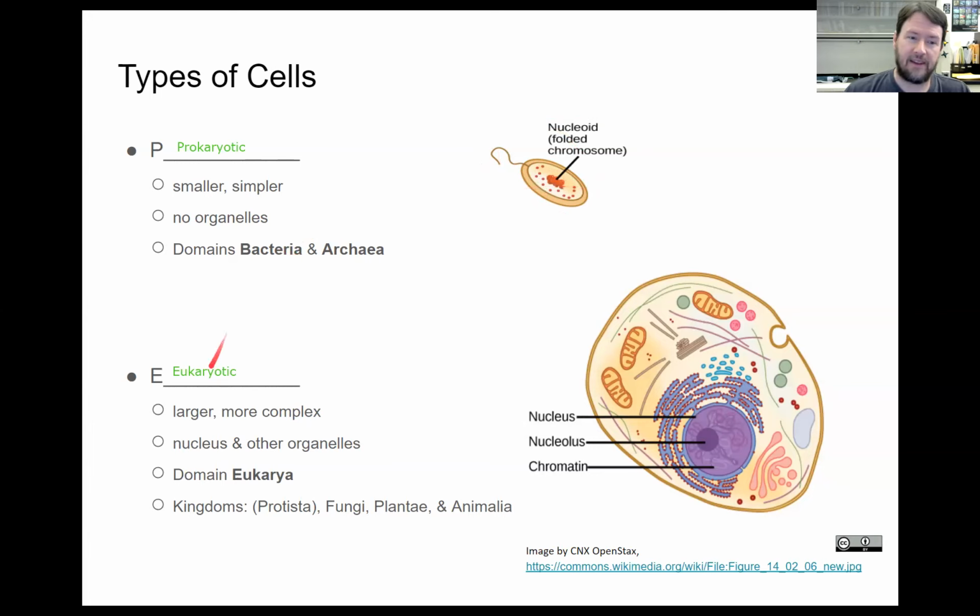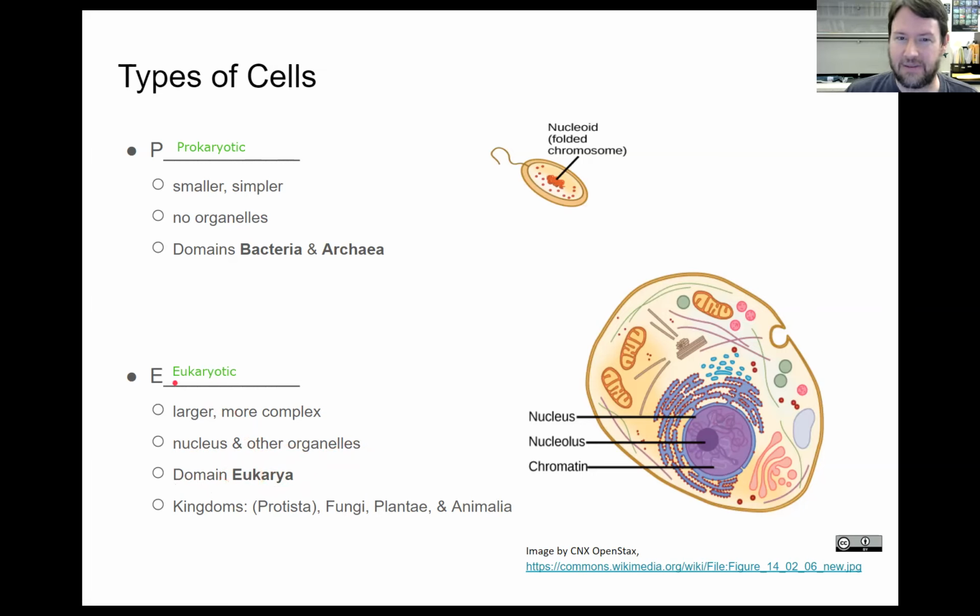And that's about it. For the more complicated cells, we call them eukaryotic cells. These are the ones that are bigger. They're more complicated. They have a nucleus in most eukaryotic cells. And they also have several other organelles in most eukaryotic cells. And we'll talk about those different organelles in a bit. There's only one domain of life that is eukaryotic, and that is the domain Eukarya. Oh, that's kind of handy, right?